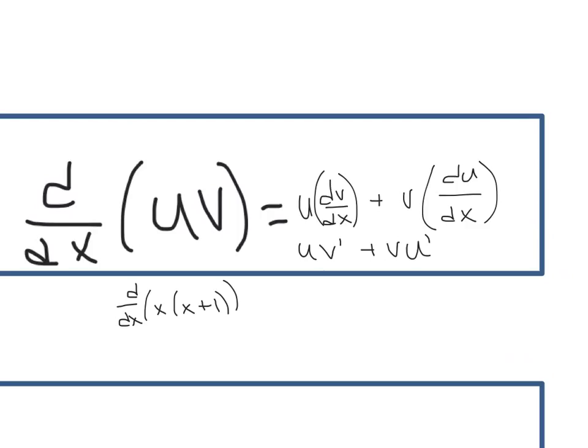When I do this, then I could say that that x function is my u, and my other function, x plus 1, is my v function. So let's look at the derivative of both. I know then that the derivative of u with respect to x by my power rule is 1, and I know that the derivative of v with respect to x is also 1, also from the power rule.